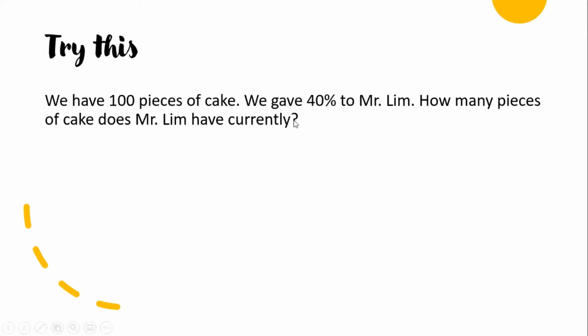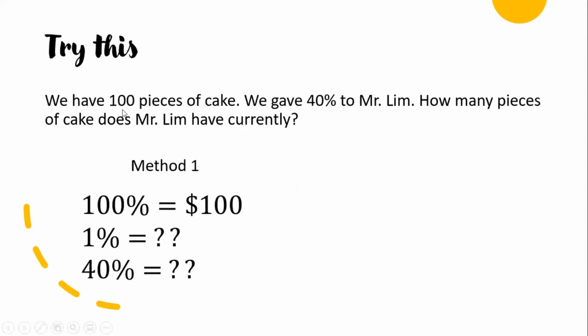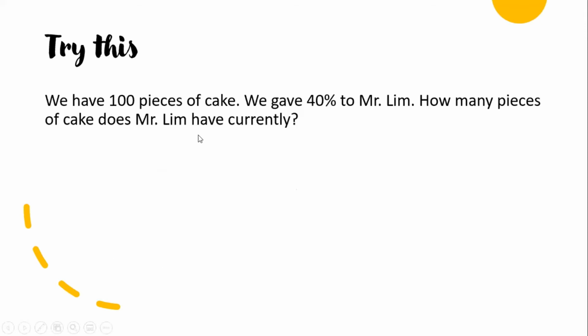So you try this. We have 100 pieces of cake. We gave 40% to Mr. Lim. How many pieces of cake does Mr. Lim have currently? It's very easy. So we know that 100 pieces of cake is how many percent? It is 100%, correct? It's the initial value, and the initial value is always 100%.